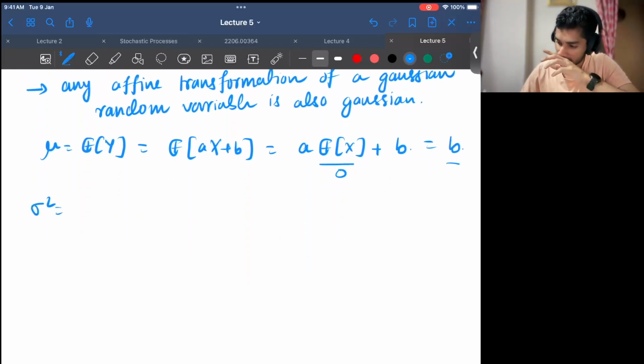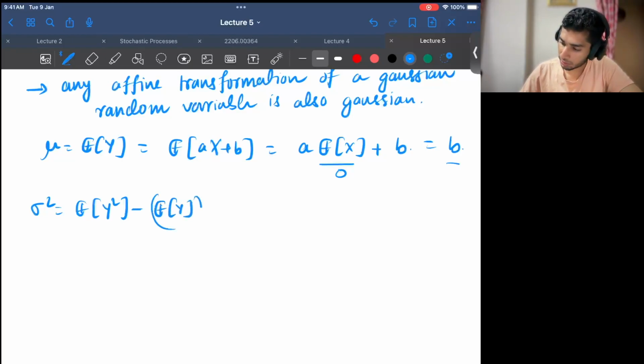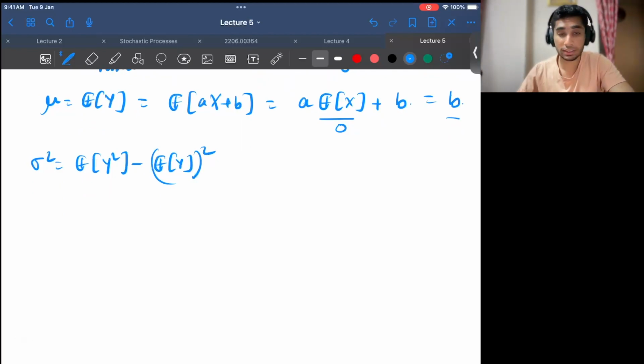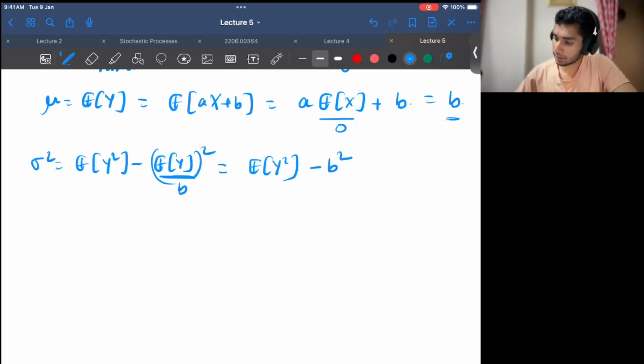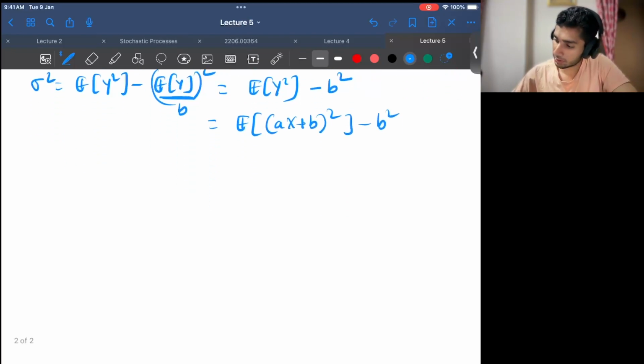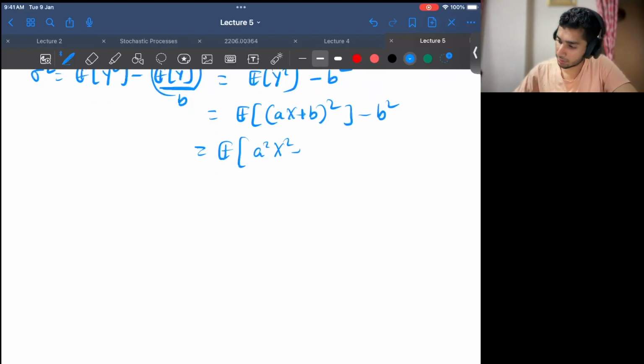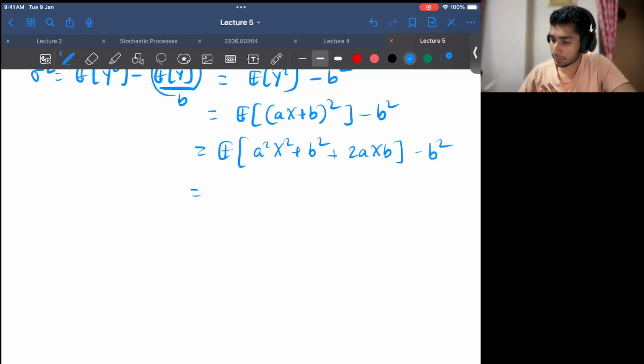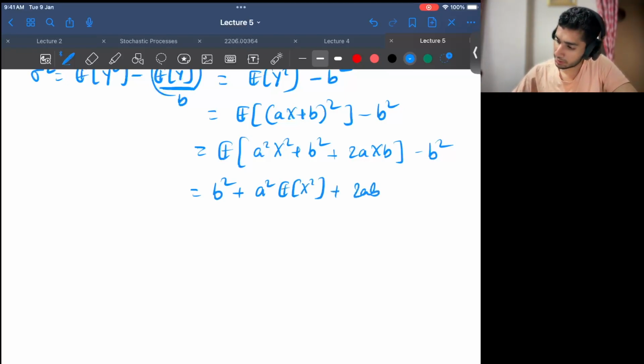What is sigma square? Sigma square is the expected value of y square minus the expected value of y whole square, by the basic definition of variance. The expected value of y we just saw is b, so this will be b square. Now, y is ax plus b, so this is the expected value of (ax plus b) whole square minus b square. This becomes the expected value of a square x square plus b square plus 2axb, minus b square. Using linearity of expectation, this becomes b square plus a square times the expected value of x square plus 2ab times the expected value of x, minus b square. So b square gets cancelled.